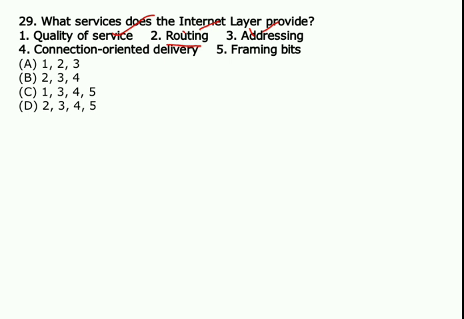So these three are the services provided by the internet layer. Next, option 4 and option 5. Framing bits: framing is a service provided by the data link layer. It will divide the message into a number of frames and transmit over the physical medium. Whereas connection-oriented delivery comes under the transport layer. It is provided by the transport layer, for example TCP, and not by the internet layer. So that's why options 1, 2, 3 are correct. A is correct.